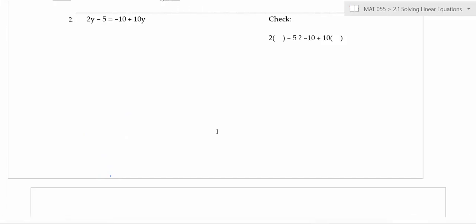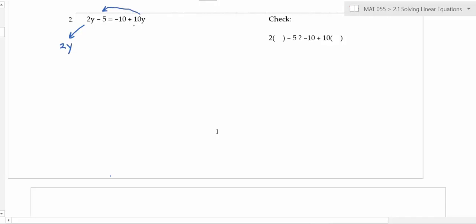Okay, so what I'm going to do on this is I'm going to get all of my y's, and it doesn't matter what side you put your y's on. Let's just put them on the left side this time. So I'm going to make the decision that all the y's go on the left side. This thing right here, I'm going to keep it where it is. Just leave it alone. Okay, then this thing, I need to move it.